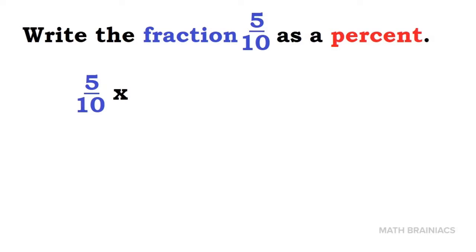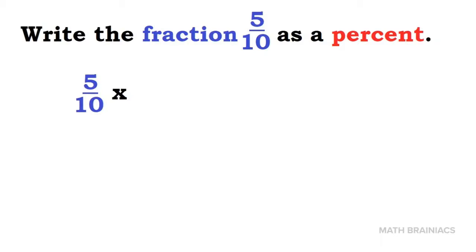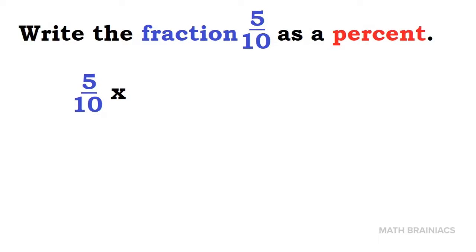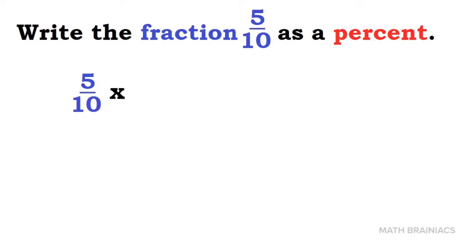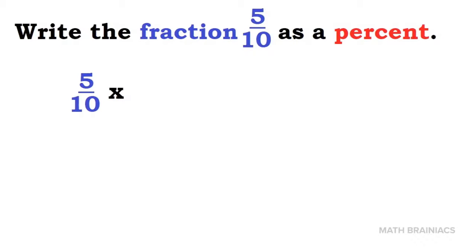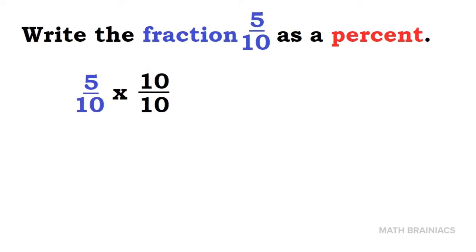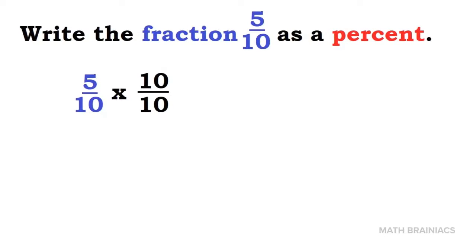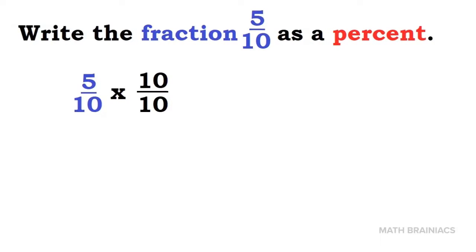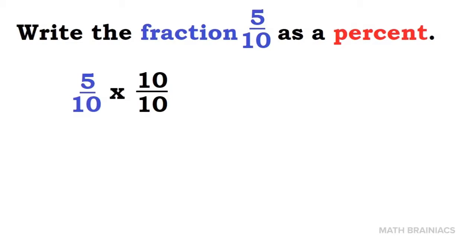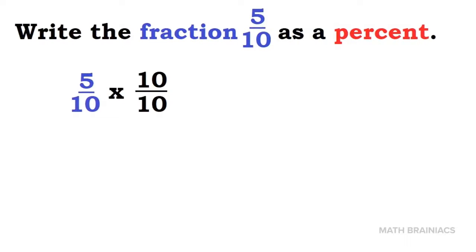We're writing the fraction below so that we can work on the problem. I want you to take note that we need to make the denominator equal to 100. That is our target. We need to make the denominator equal to 100 so that we can make the fraction converted to percent. To make the denominator 10 equivalent to 100, we need to multiply it by 10. Likewise, we need to multiply the numerator by 10 also.